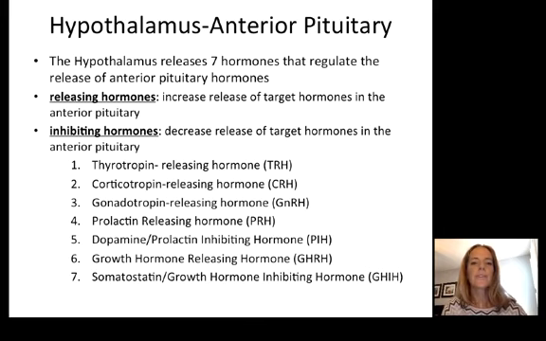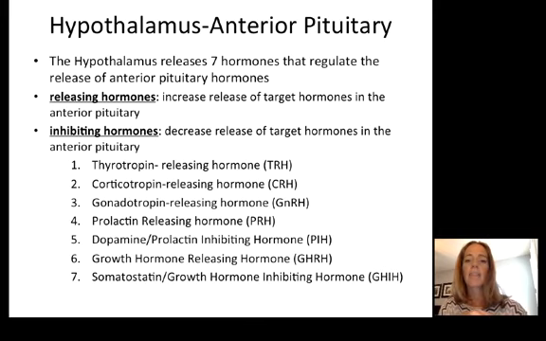So first, from the hypothalamus to the anterior pituitary, the hypothalamus releases 7 different hormones. Each of these 7 hormones goes through the hypophyseal portal system, that tiny bit of blood vessels from the hypothalamus to the pituitary. And these hormones are then going to regulate specific hormone pathways that are regulated by the anterior pituitary.